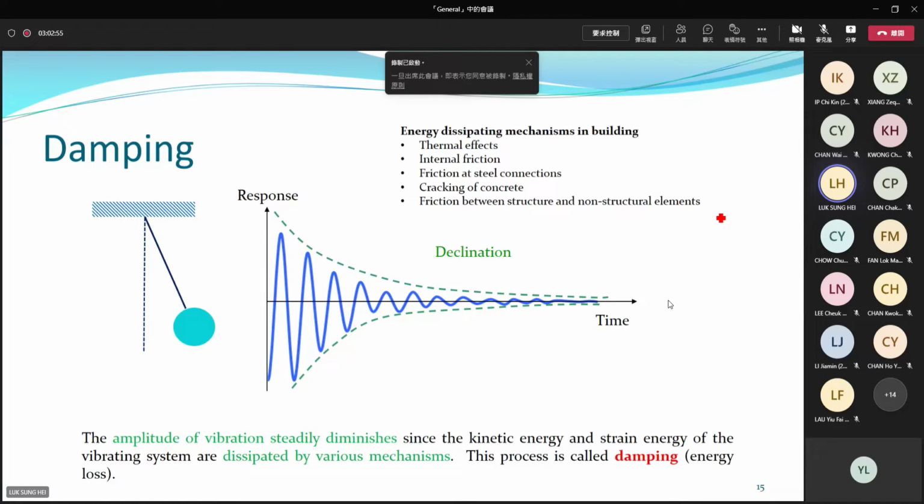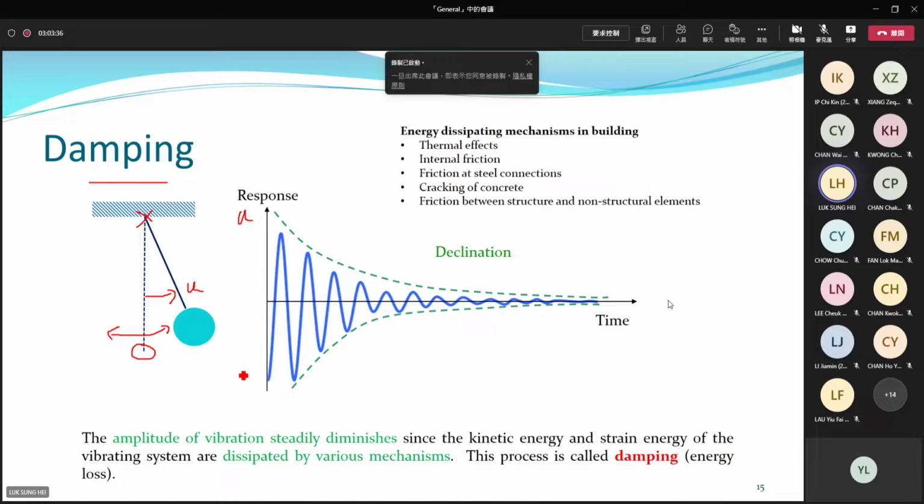Damping is a totally new term to most of us. So here I use 2 slides to explain a little bit about damping. I explained already here, using a simple pendulum. If you allow a ball to swing horizontally, finally the ball will rest at the vertical position. When you draw the displacement diagram, it will be something like this. The response at the beginning is very, very large, but the vibration amplitude decreases as time goes on. This energy loss is so-called damping.